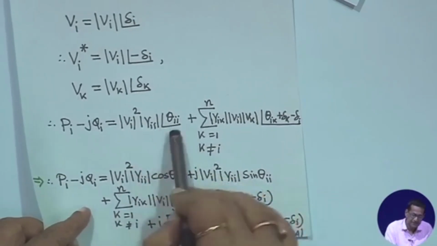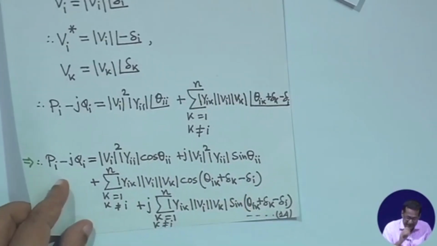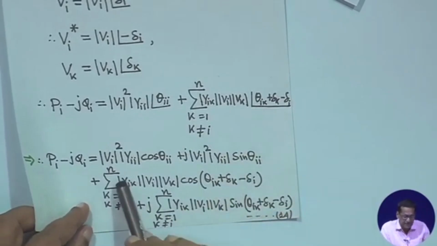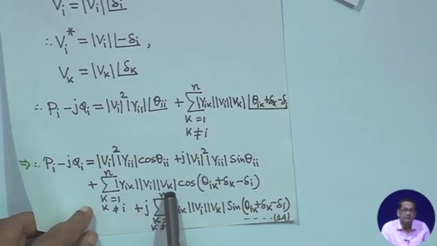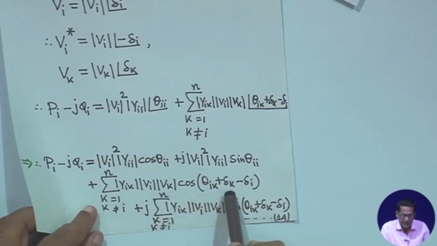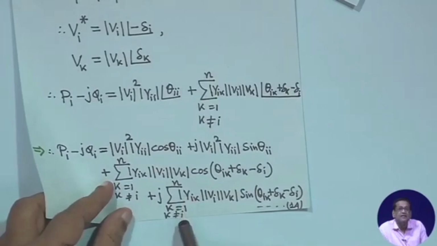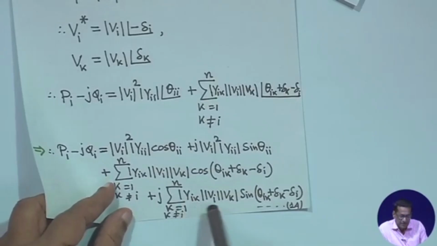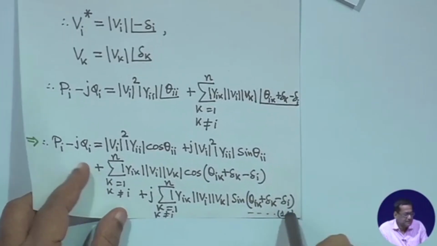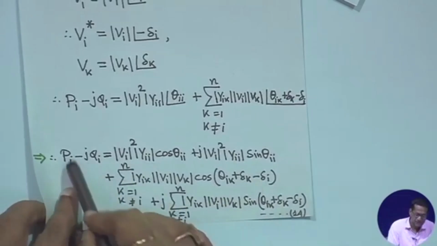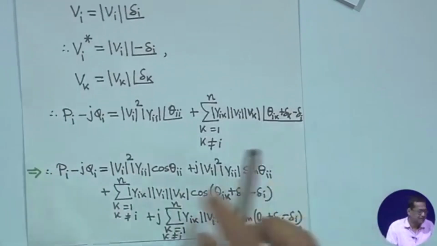This is the first term, with two parts, and the second term also has one real and one complex part. So, the sum over k equal to 1 to n, k not equal to i, of Yik Vi Vk, all magnitudes, cosine of theta ik plus delta k minus delta i, plus j times the sum over k equal to 1 to n, k not equal to i, of Yik Vi Vk, all magnitudes, sine of theta ik plus delta k minus delta i. This is equation 14. Now, from this you separate the real and imaginary parts, from which you will get Pi and Qi separately.